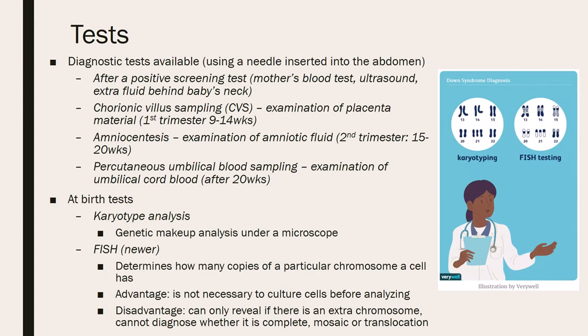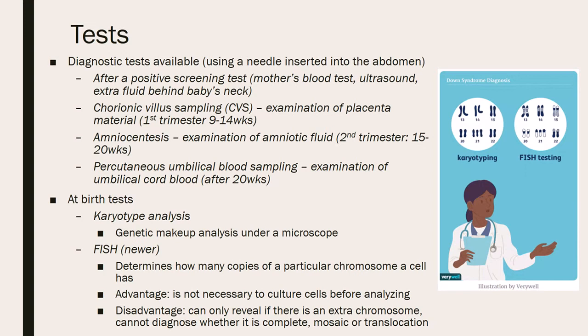Tests involved with Down syndrome start with a screening test, and after a positive screening test, there are diagnostic tests. Something to note is that even though a negative screening test occurs, it's not a 100% guarantee that the child will not have Down syndrome. The diagnostic tests available are CVS, amniocentesis, and percutaneous umbilical blood sampling. And this happens in each trimester.